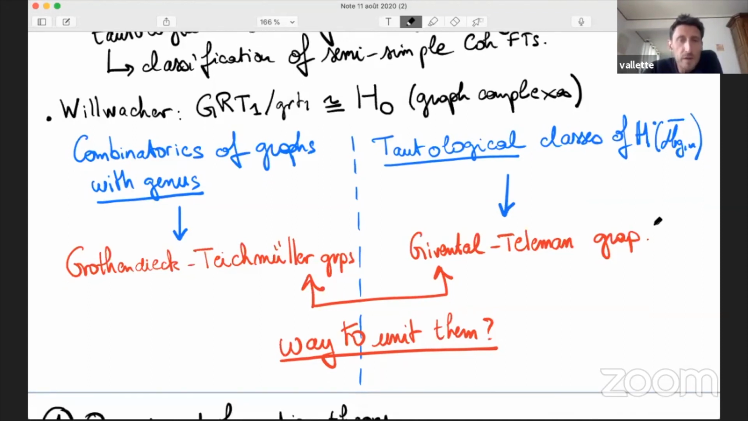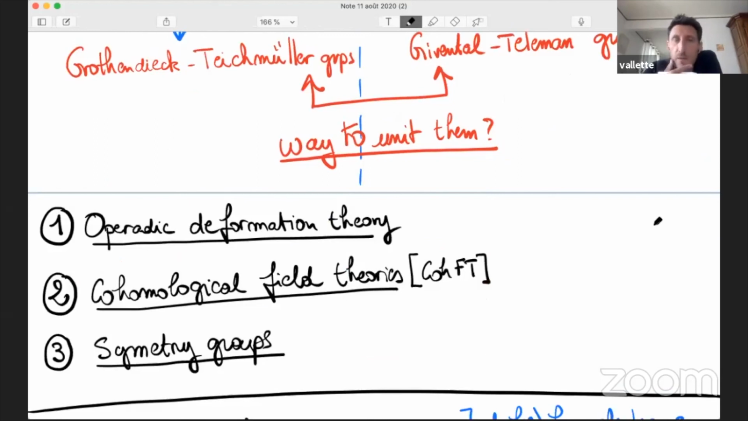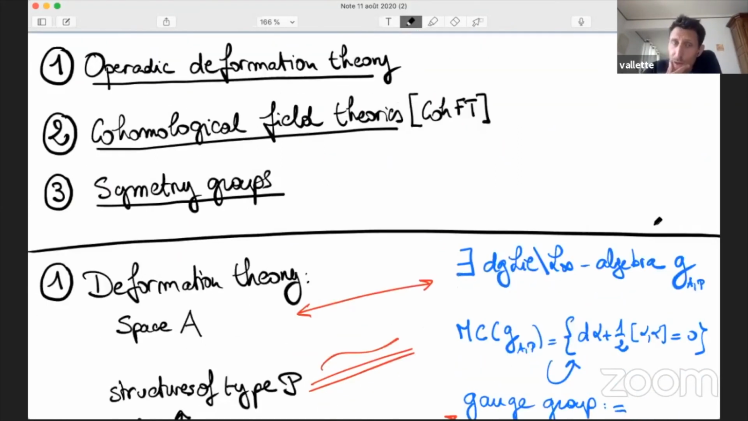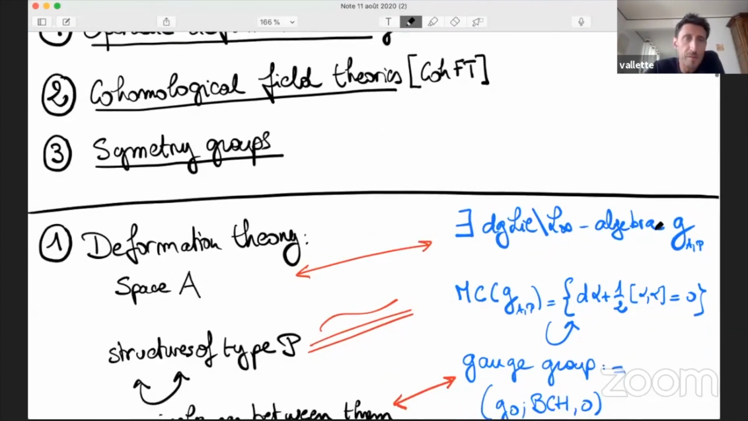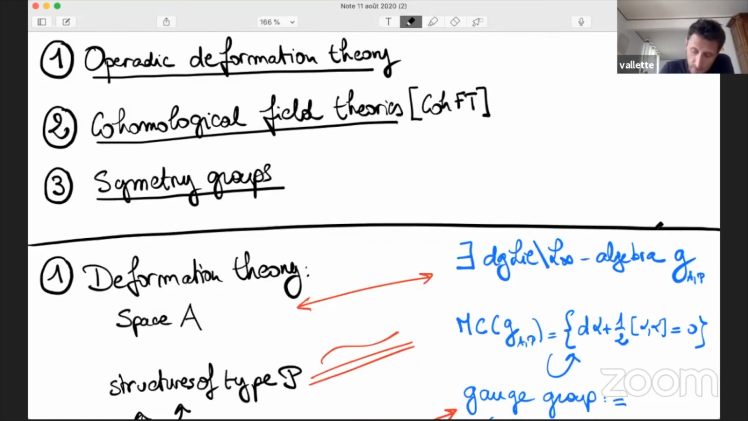So let's go and develop the theory. I try to divide this talk into three parts. First, I would like to recall the general domain of operadic deformation theory, which will allow me to recall the methods we're using. Then we're going to attack cohomological field theories, applying the general operadic methods to them. Here there should be an extra M, I'm writing too much in French. Then, having developed the deformation theory of CohFT, we'll be able to study universal symmetry groups. At the end, the biggest of them will include both Grothendieck-Teichmüller and Givental-Teleman.